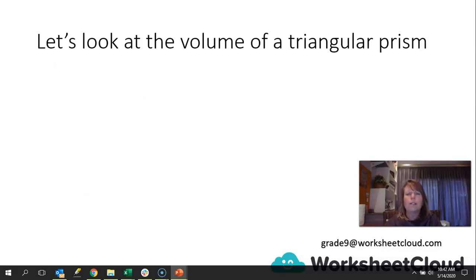Right, now let's look at the volume of a triangular prism. We've looked at the surface area, and I'm sure you've all picked that up very quickly.